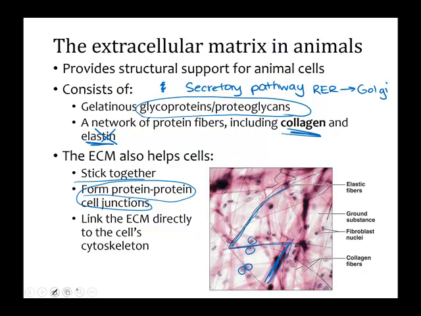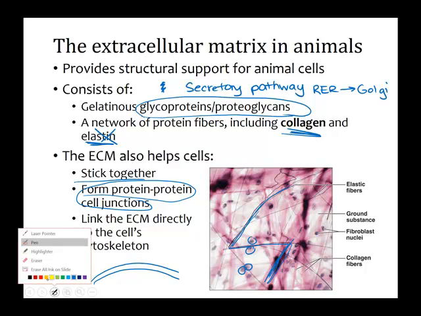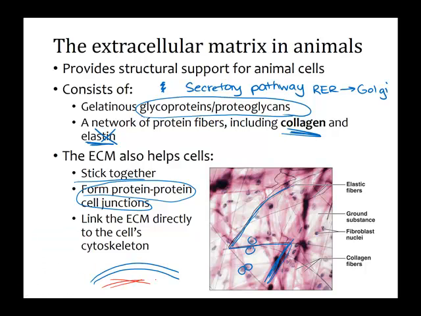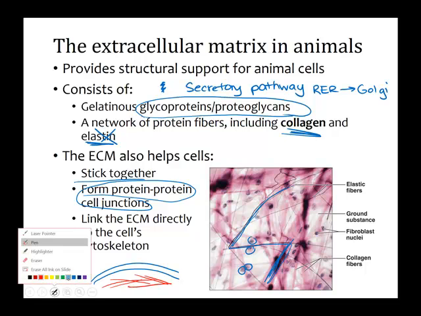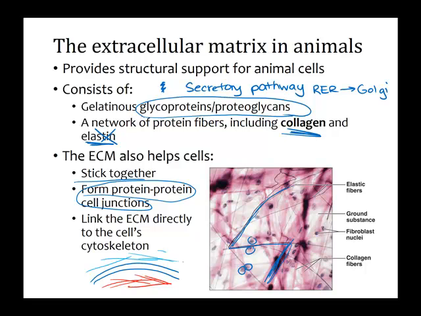So let me draw a cell membrane for you really quick, just part of a cell membrane. Inside the cell, remember, we have our cytoskeleton. Outside the cell, we have the extracellular matrix, and the cytoskeleton inside the cell is linked to the extracellular matrix outside the cell via these specialized proteins that link the two. So the inside of the cell is linked to the outside.